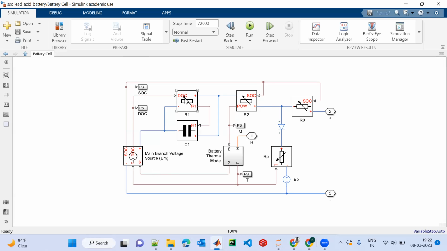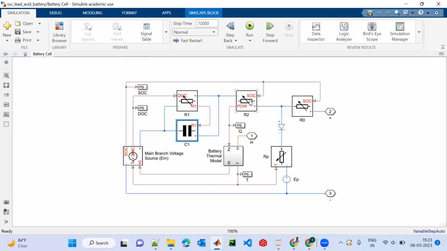Then this main branch resistance R1 basically approximates the resistance in the main branch of the battery. The resistance varies with depth of charge, that means how much the battery has been charged. That is a measure of battery charge adjusted for the discharge current. This resistance increases exponentially as the battery becomes exhausted during a discharge. Now, the main branch capacitance, or the C1, basically approximates capacitance or a time delay in the main branch. This time constant models a voltage delay when battery current is changed.